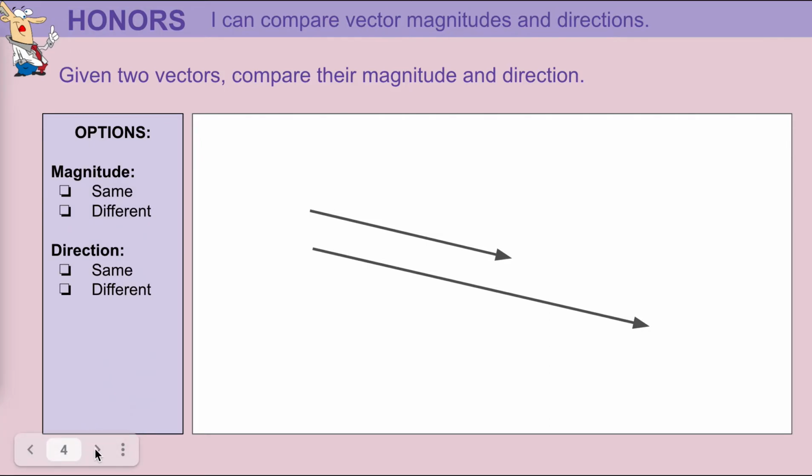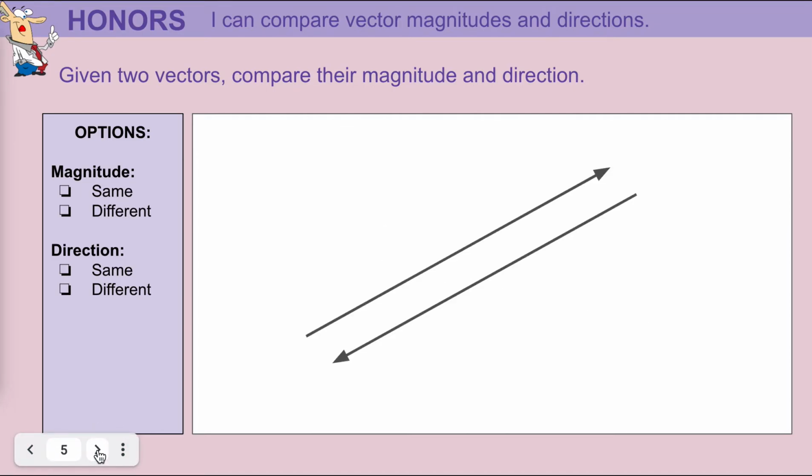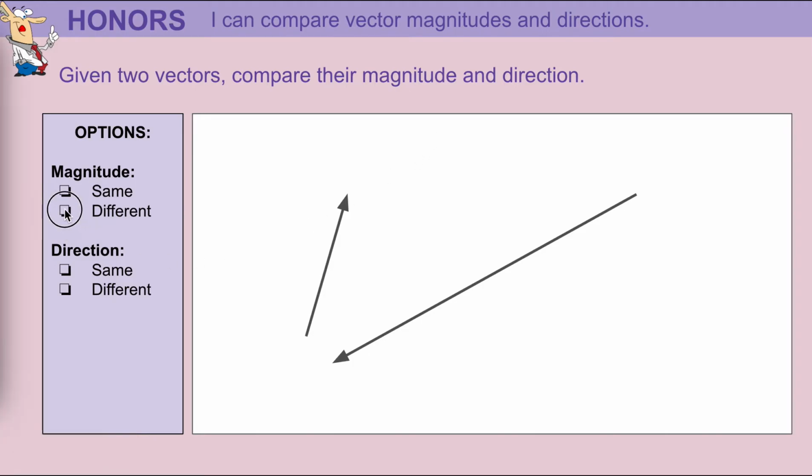So let's just look at a few more. This example, as you can see, they're both the same length, and they're going in opposite directions. And so as we write this down, the magnitude is the same because they're the same length, and the direction is different. Okay, we have another one. Now this time you see the magnitude is different, and the direction is different.